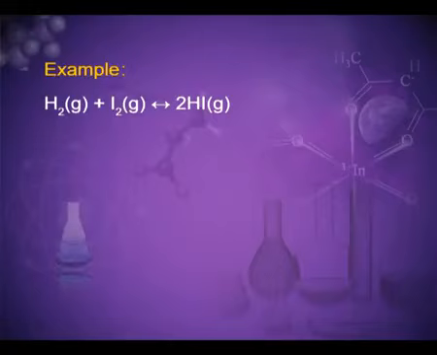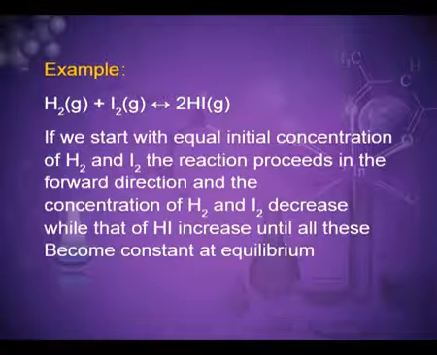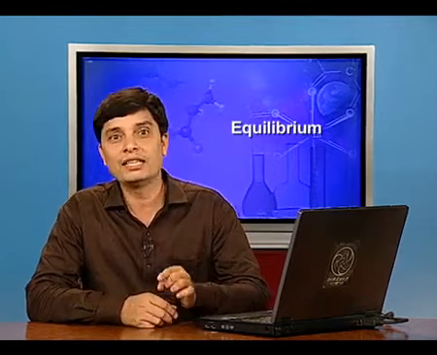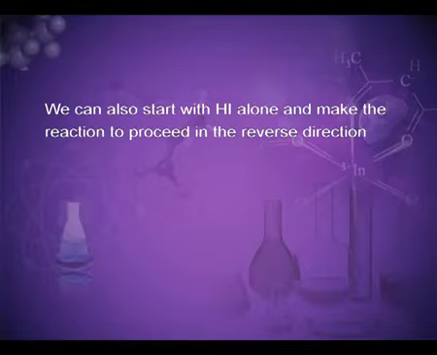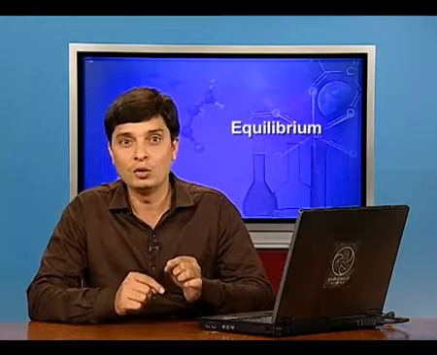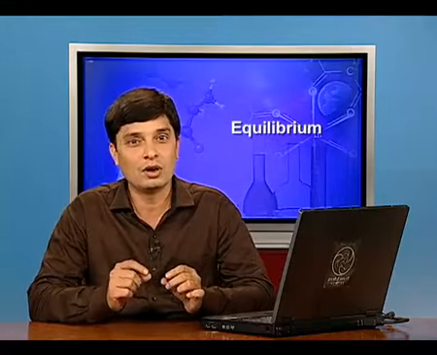Let us consider the reaction H2 plus I2 gives 2HI. Hydrogen reacts with iodine to give HI. If we start with equal initial concentrations of H2 and I2, the reaction proceeds in the forward direction and the concentrations of H2 and I2 decrease while that of HI increases until all of these become constant at equilibrium. We can also start with HI alone and make the reaction proceed in the reverse direction. The concentration of HI will decrease and the concentrations of H2 and I2 will increase until they all become constant.